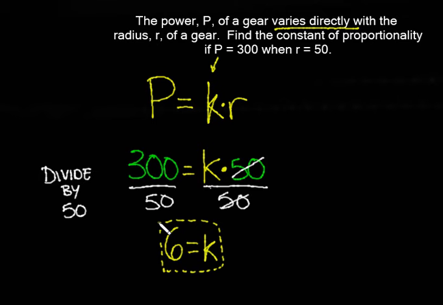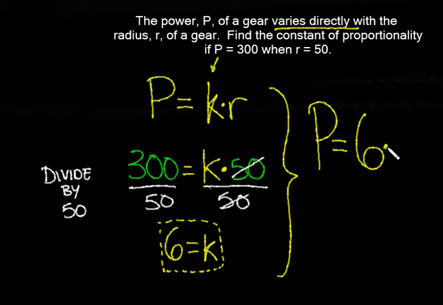Now we can put that into our regular equation. We now know that P is 6 times the radius. So the power of the gear is always going to be 6 times whatever the radius is. Very straightforward. If it varies directly, it's going to look like this. You just have to use the information given to figure out what K is.